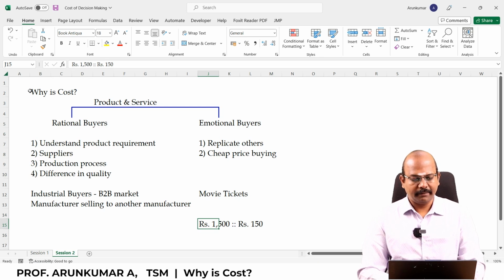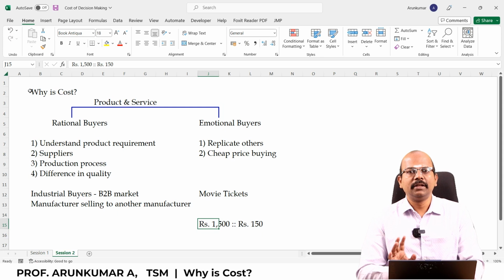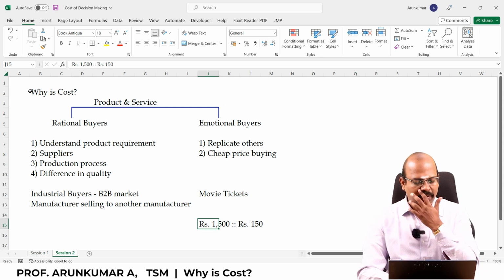So you understand that wherever emotional buyers are there, costing is not applicable. Actually, the supplier or the manufacturer won't be incurring that much cost. So for the first day movie, first show, or subsequent shows, the theater won't have much difference in the cost. They will have the same cost, but they are charging more. Why? Because people are ready to pay. Here they are playing with our emotion and the demand is more. The customer is also very interested in buying, so the customer is ready to pay. Here there is no concept of cost.